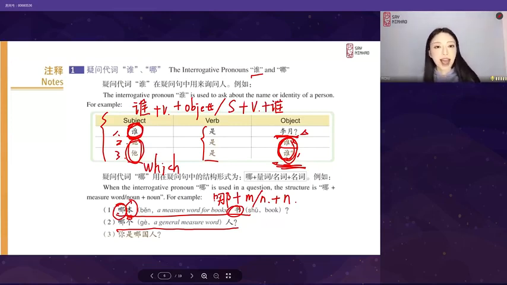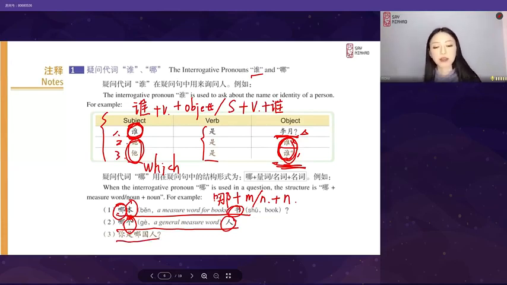哪个人? 哪 here and 个 is the major word. It is a major word for almost everything. It is a really common major word, okay? It is a general one. You can use it to describe many things. But don't always use it to describe a person because it is not that polite. But for this occasion, it is okay. Now, 哪个人 means which person, which person.